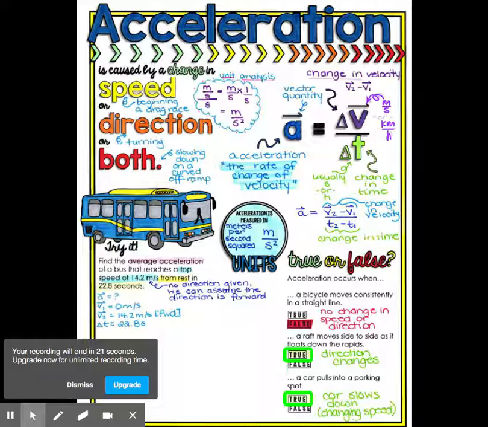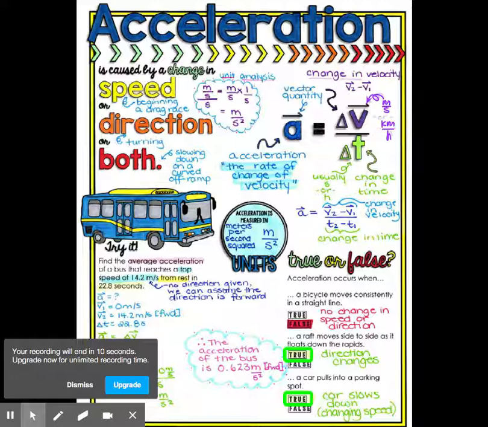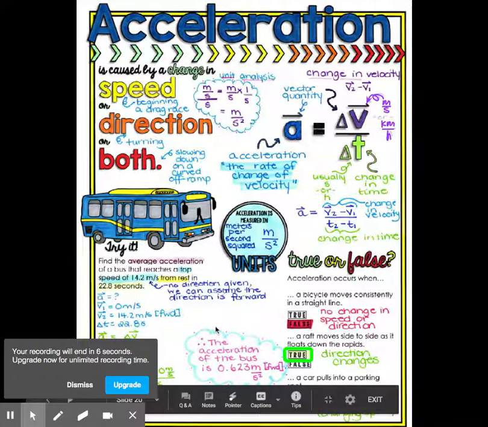Okay, so hopefully you got those, and that's your equation. Go ahead and pause the video again, plug the values in, and solve the equation. Okay, so hopefully you've got that same answer right there. The acceleration of the bus is 0.623 meters per second squared forward.